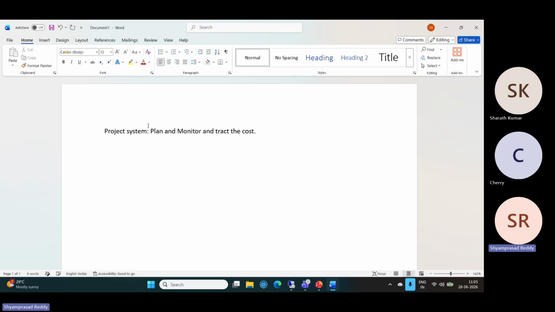For example, ABC construction building. The construction building starts from July 1st and should be completed by March 31st. And here, what is the plan value? The plan budget is 100 CR. And here there is a project.